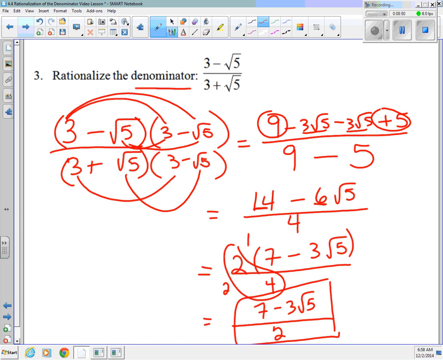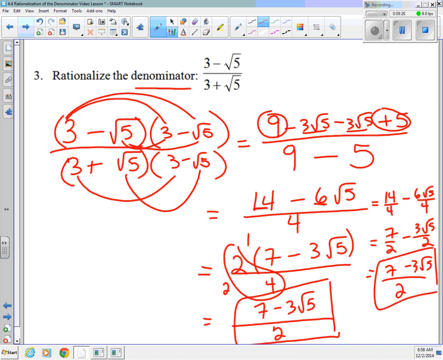Another way to accomplish the task of simplifying it is to write this as 14 over 4 minus 6 radical 5 over 4. You can distribute that division because basically it's multiplication by a quarter. And 14 over 4 simplifies to 7/2. 6 over 4 simplifies to 3/2. And then if you wanted to bring this back, so this should be a 5 here. Hold, please. So we have minus 3 radical 5 over 2. And I get 7 minus 3 radical 5 over 2 again. Whichever way you like is fine with me.